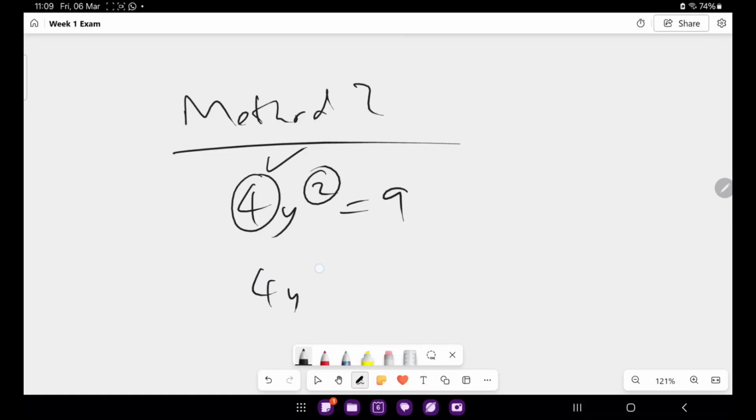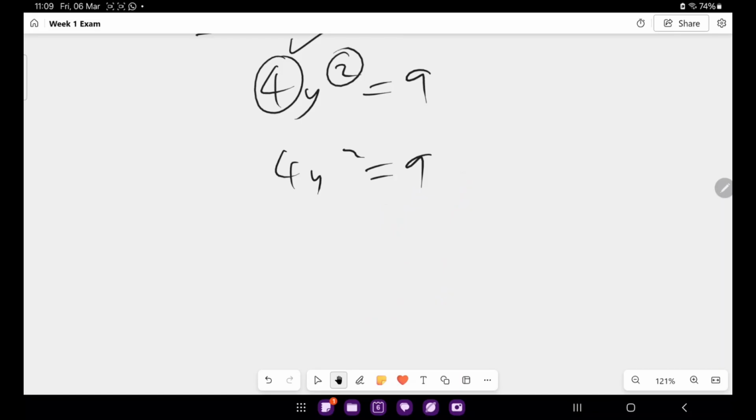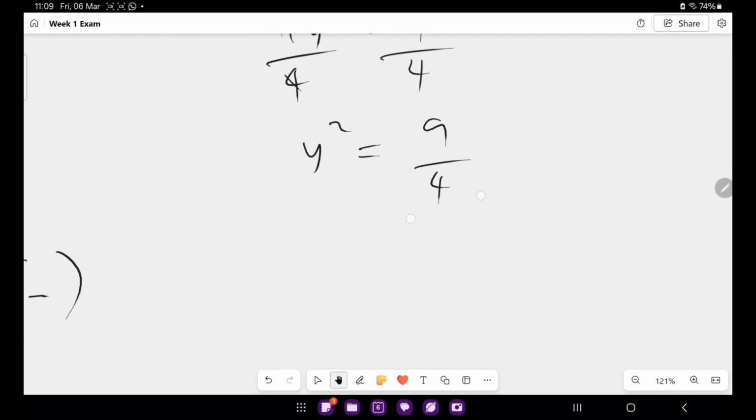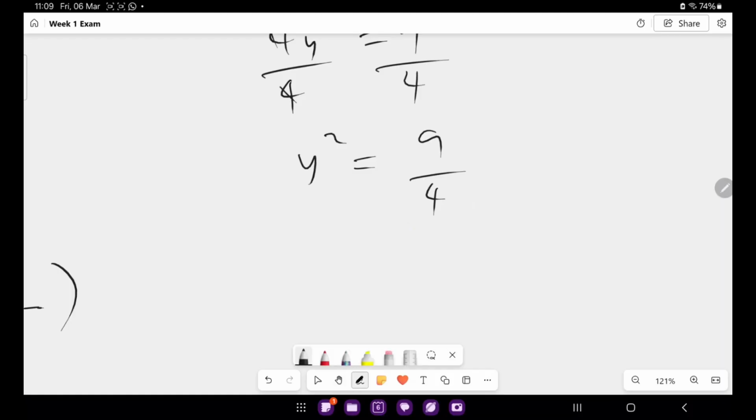So we say 4y squared is equals to 9. We have to remove the 4. How do we remove the 4? We say divide 4 both sides. Then we divide 4 both sides. So we have y squared is equals to 9 over 4. And then, right, we are left with y squared is equals to 9 over 4. But we haven't reached y. We want to find y. So that means we have to remove the squared.